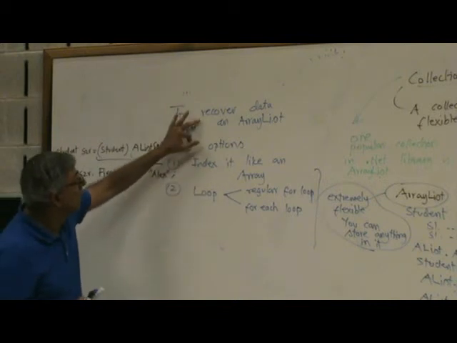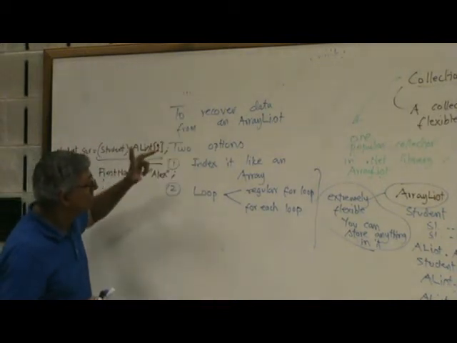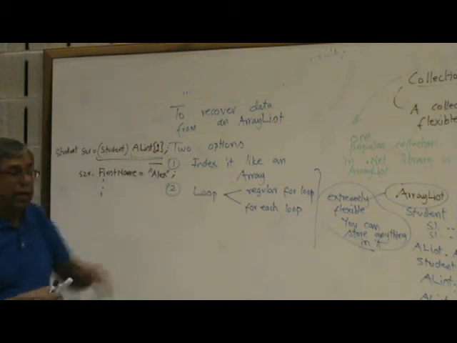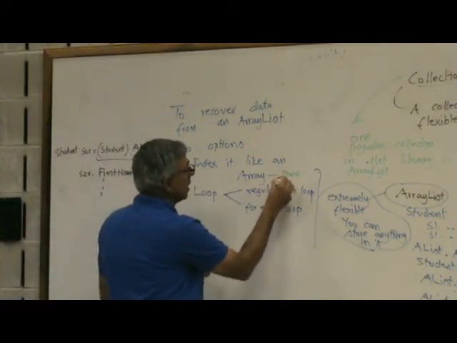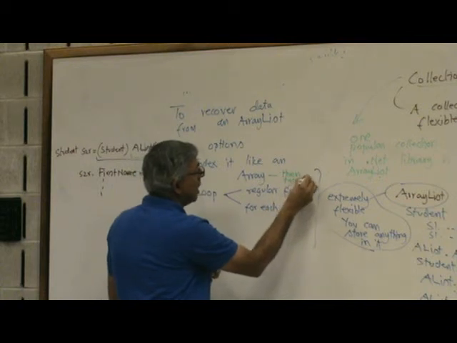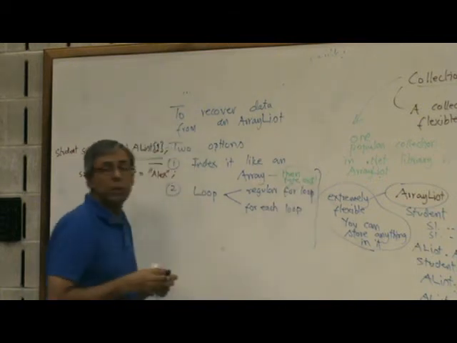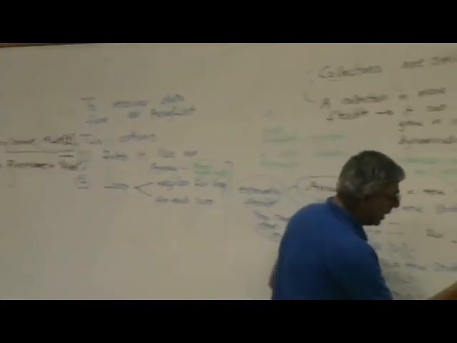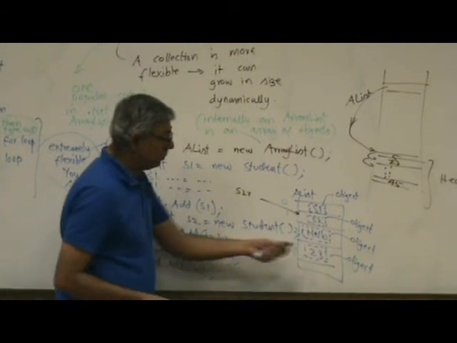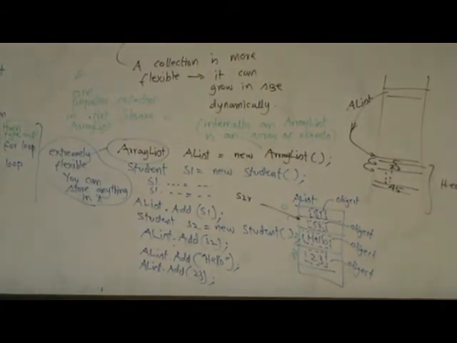So once again, to recover the data you have two options: index like an array, but make sure you then typecast it. If you don't typecast it, it will be read as an object. Okay, so let's go to index 3 in this example, where we had put our 23 over here.